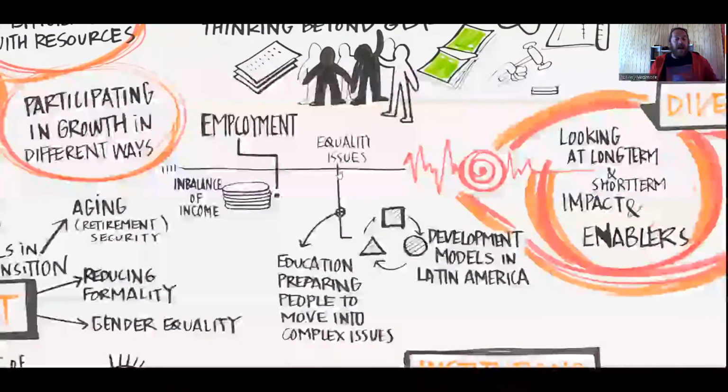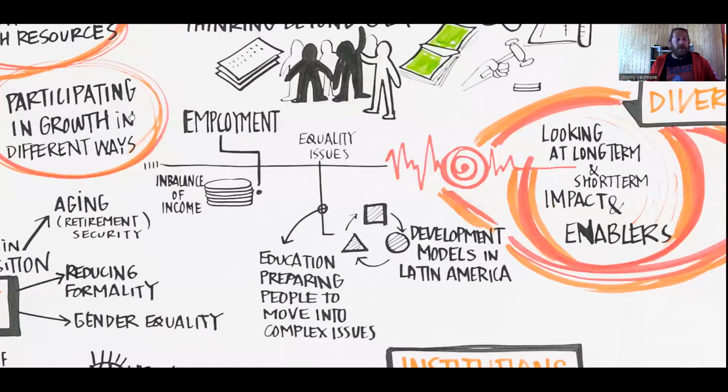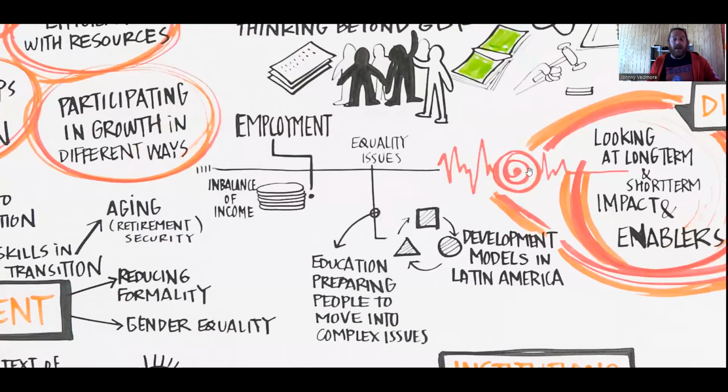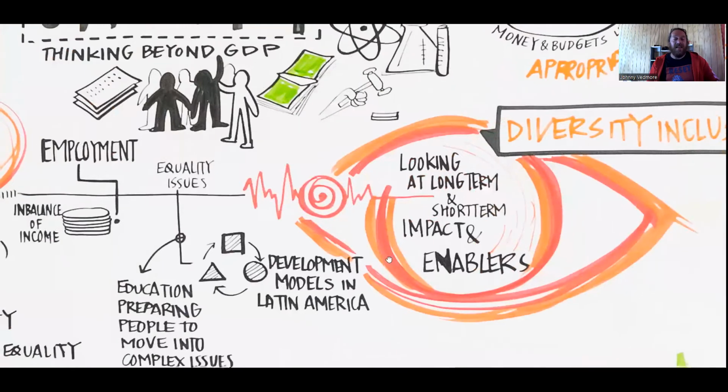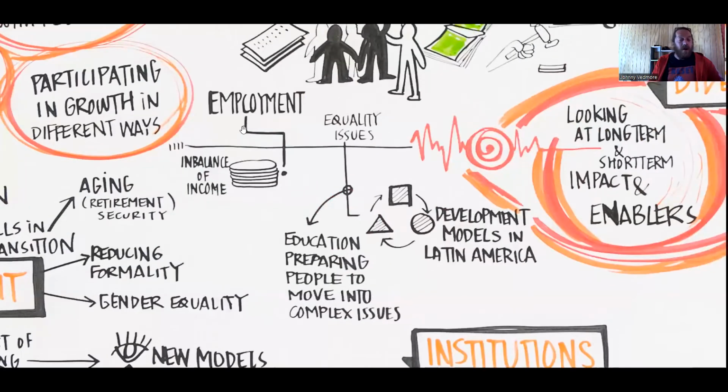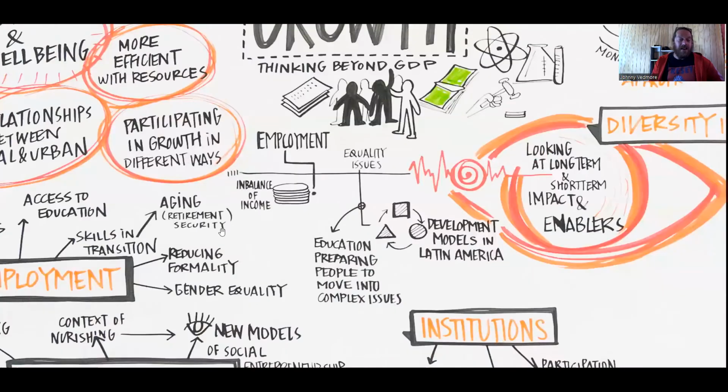Now, up here, employment, between the participating growth in different ways and this other all-seeing eye here that they like to throw in, they've also got some stuff. They've got employment, imbalance of income, equality issues, education, preparing people to move into complex issues, learn to code, redevelopment models in Latin America. I'm in Latin America. The redevelopment models is that they tell you what to do and you do it, and they mess around with your political system as much as they can and try and get you to rewrite your constitution. That's what they like down in Latin America.